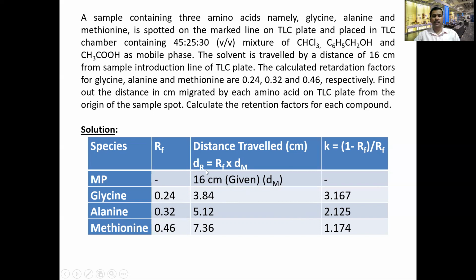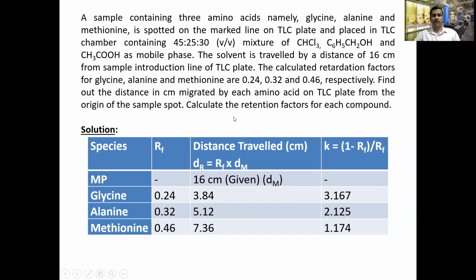Simply calculate the dr. dr is equal to 0.24 into 16. You will get 3.84 centimeter. Similarly, for alanine, 0.32 into 16, you will get 5.12 centimeter. For methionine, RF is 0.46, dm is 16. So 0.46 into 16 centimeter, you will get 7.36 centimeter. These are the distances moved by glycine, alanine, and methionine respectively.